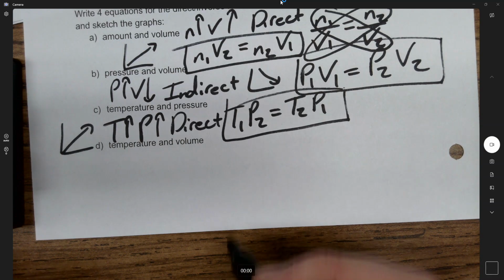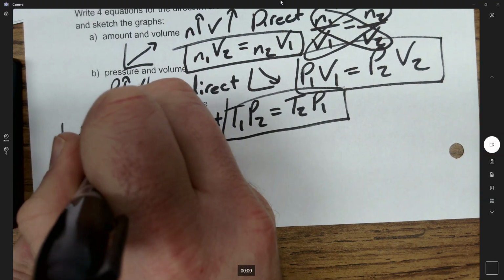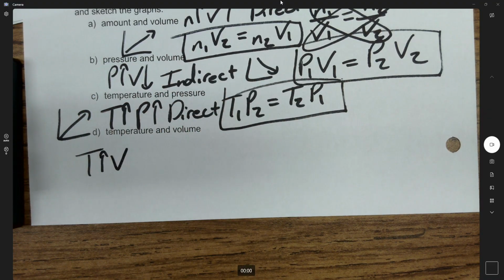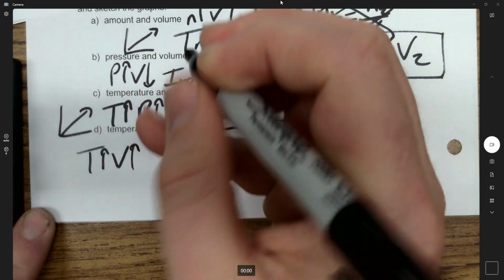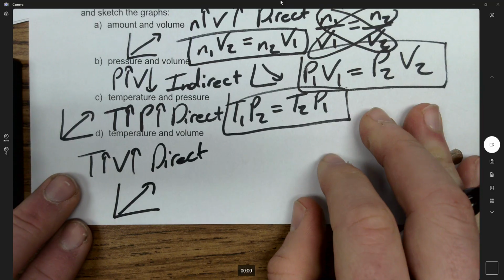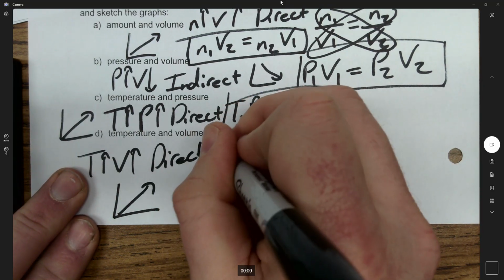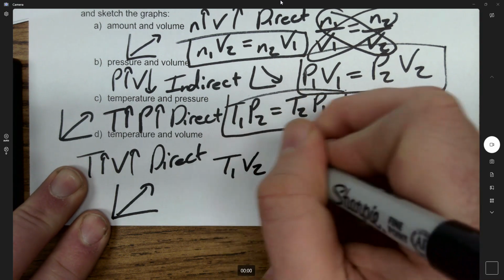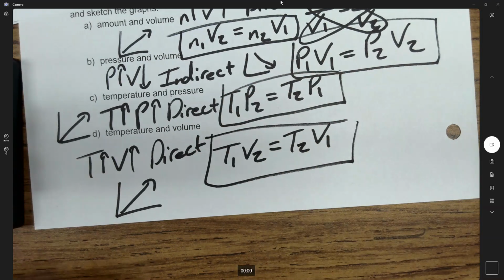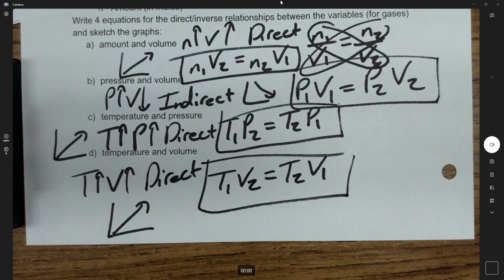And lastly, at station 4, as I took my syringe and placed it into my hot bath, what did the volume do? Did it increase or decrease when I put it in a hot bath? It increased as well. So another direct relationship. T1 times V2 equals T2 times V1. These are my 4 gas laws that we are going to work with.